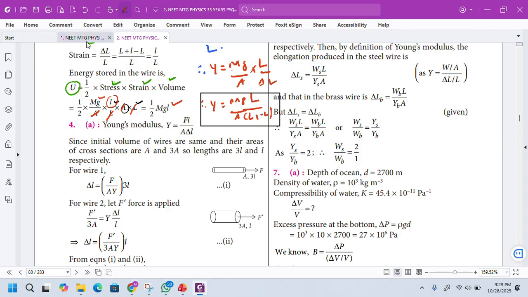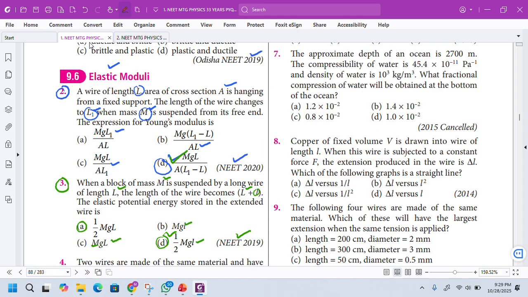Hence the answer is D. Option D is the correct answer for this question, dear students.